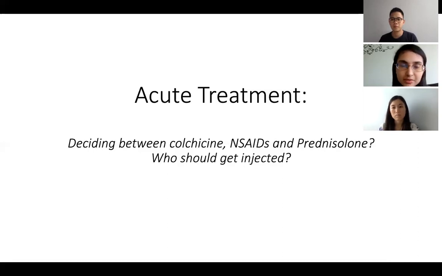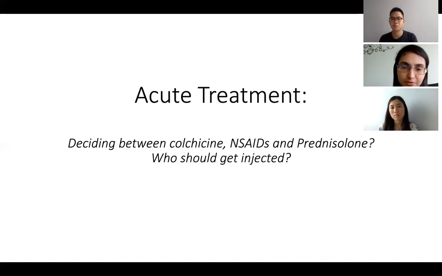The common NSAIDs that we tend to use would be naproxen and etoricoxib. So naproxen is a non-selective NSAID, and etoricoxib is a COX-2 inhibitor. We tend to use COX-2 inhibitors in patients with underlying previous upper GI bleed, for example. And if you compare the NSAIDs, there's actually no difference between the different types.